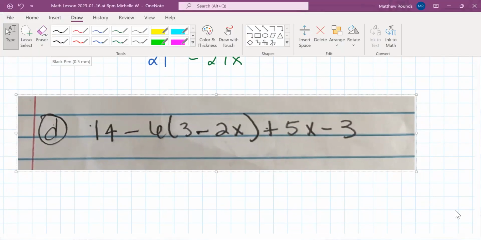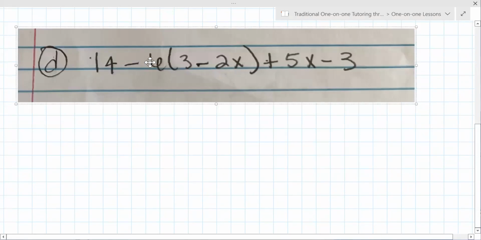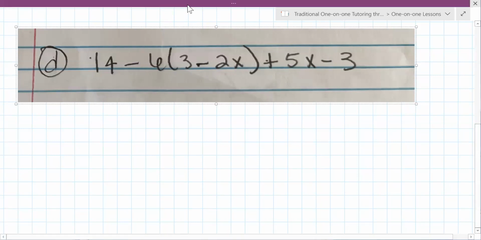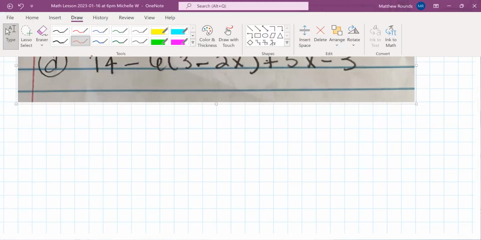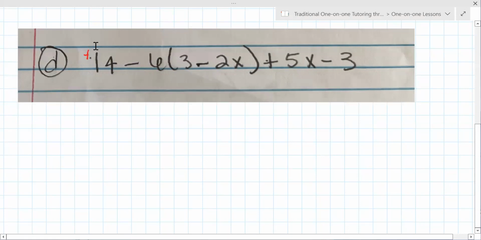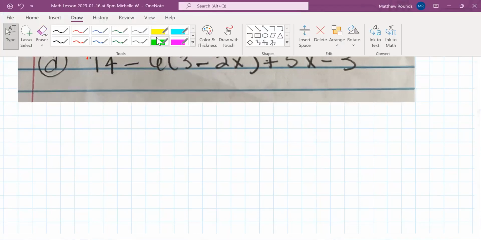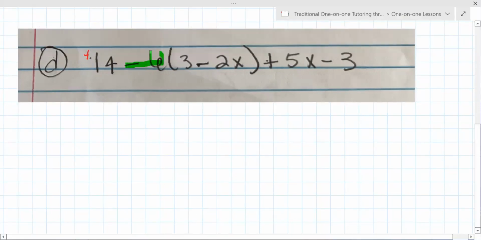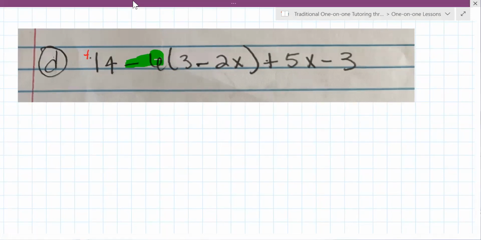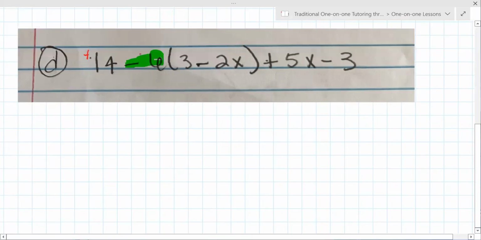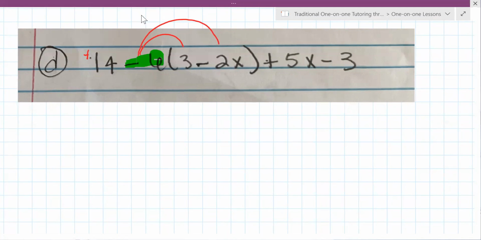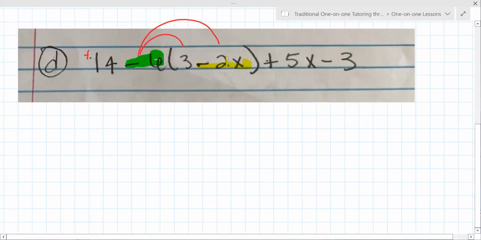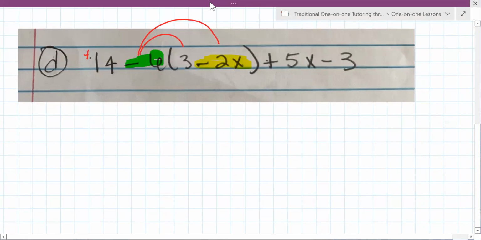Let's get a little more space here. Okay, so this says 14 minus 6 times the quantity 3 minus 2x plus 5x minus 3. Couple things here: the 14 is really positive, even though it's not written, it is positive. And you want to treat that subtraction symbol as going with the 6. Okay, so this is minus 6. When you take the minus 6 into the parentheses, you're distributing the minus 6 to both terms. Now the minus 2x inside, the minus inside here really goes with the 2x.